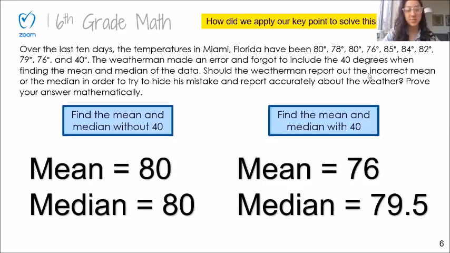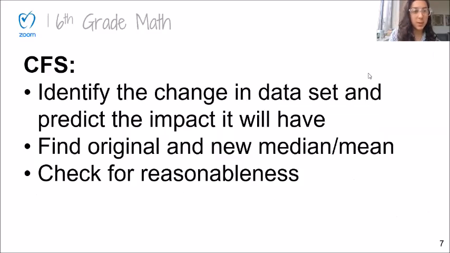Just to review the steps that we took to find these problems. The first is to identify the change in the data set and predict the impact it will have. Are we adding a value or are we taking a value away? And based on the value that we're adding or taking away, will it have a bigger impact on the mean or the median? Then find the original mean and median and the new mean and median. That's the only way we can prove whether or not the mean or median will change more. Lastly, check for reasonableness. Remember, our mean and our median must be within the range of our data set.